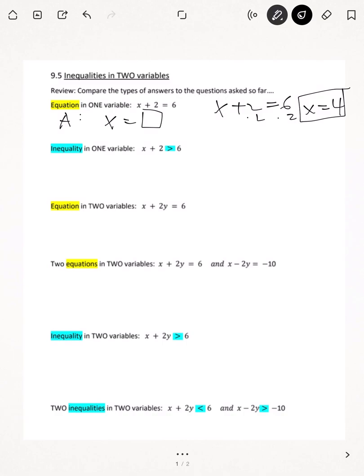Let's look at the next one, an inequality in one variable. That's a fairly new concept. So before you jump to the answer, x is greater than 4, let's stop for a minute to think what we're looking for. Our answer, unlike the first one, where we're looking for the one mysterious solution that will solve the equation, we're looking for lots, tons of answers that will solve this.